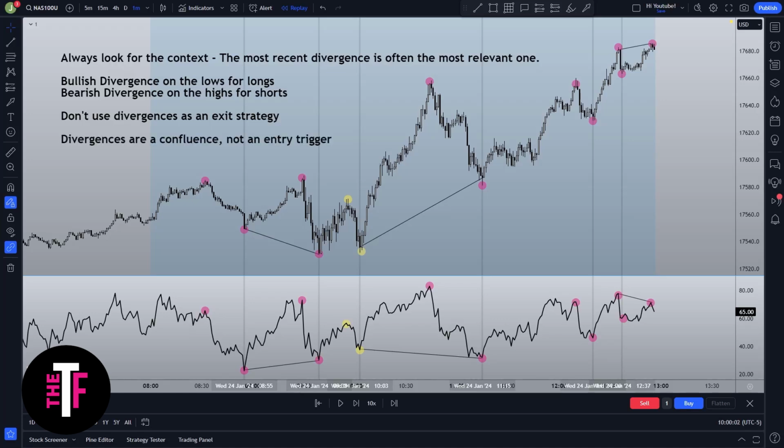Lastly, divergences need context. Remember, they're a confluence for a trade plan. They are not the entry trigger.